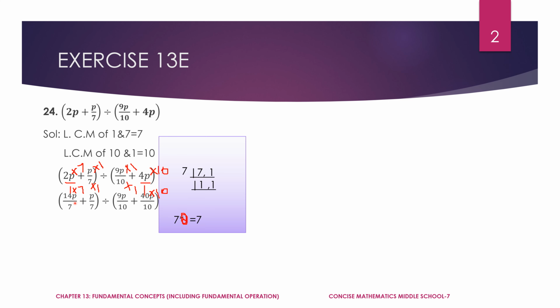Now you can add it directly. 14p plus p will be 15p. 9 plus 40p will be 49p.